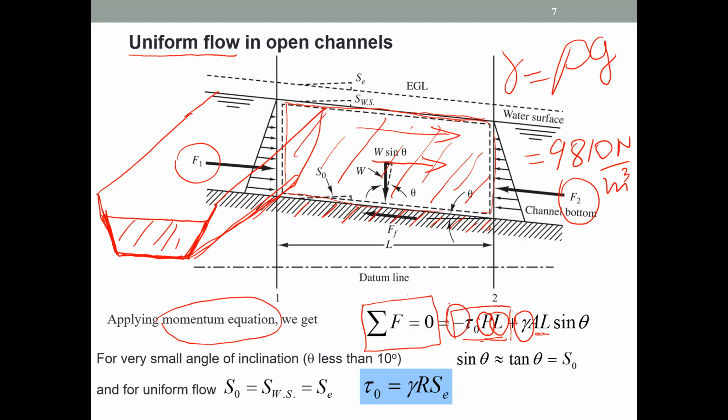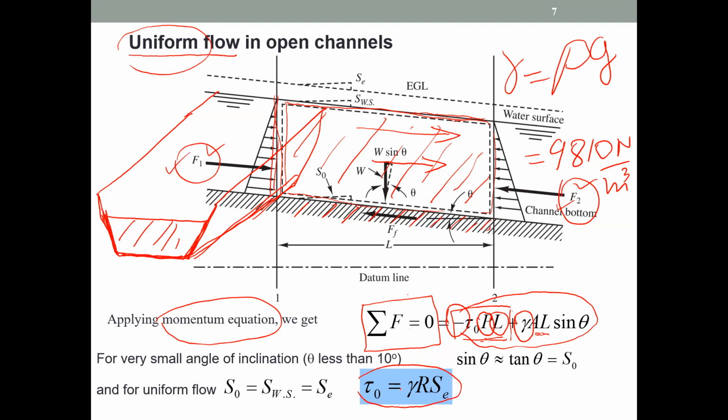So these are the two forces. But why did we not consider F1 and F2? They are the pressure forces, and we are talking about uniform flow, so this depth is constant, the water depth is constant. That is why F1 is equal to F2, right? So now from this equation, we can write a very simple equation.